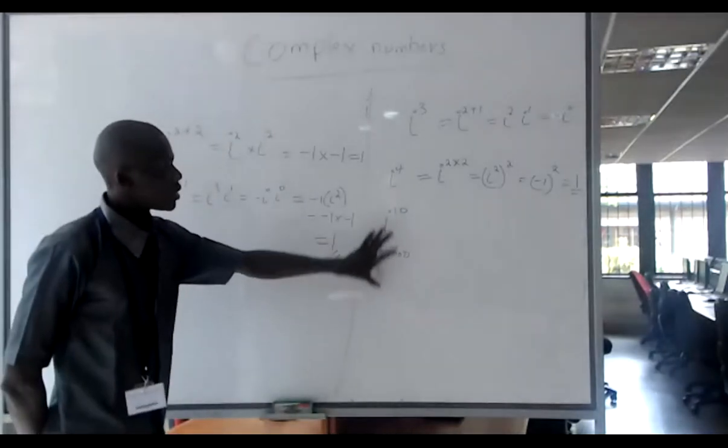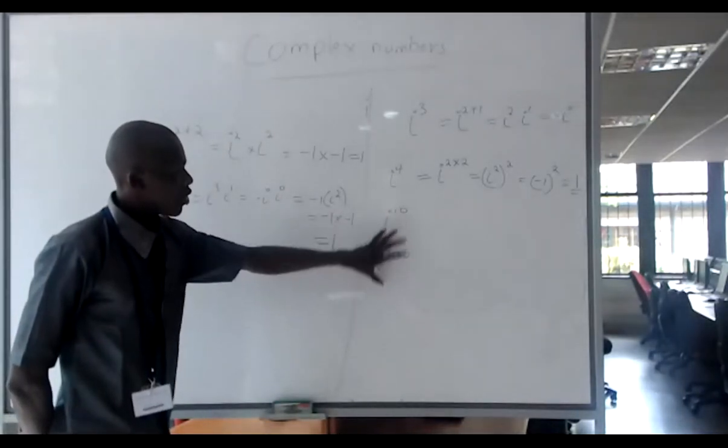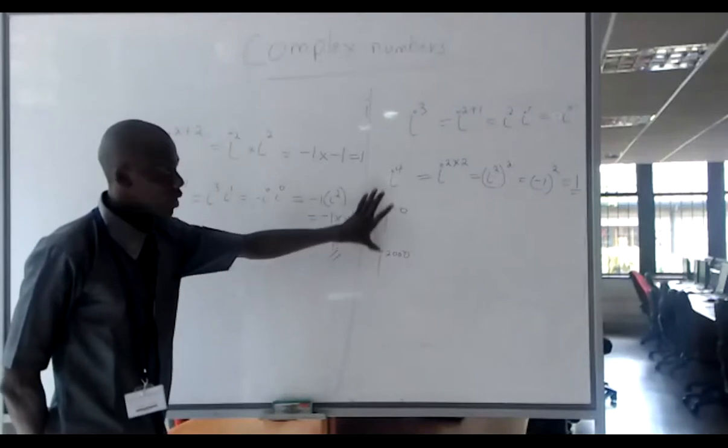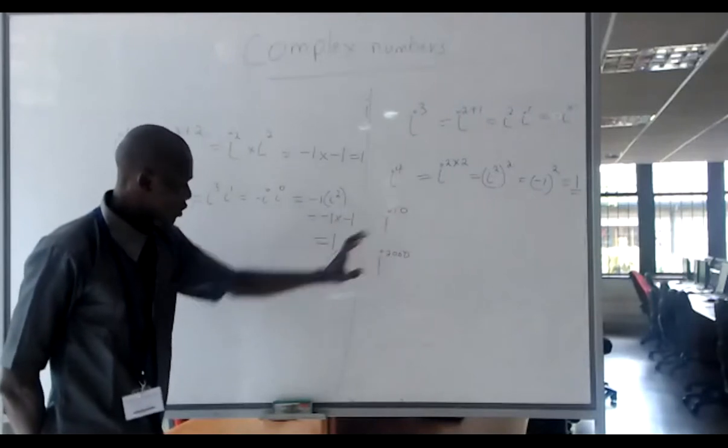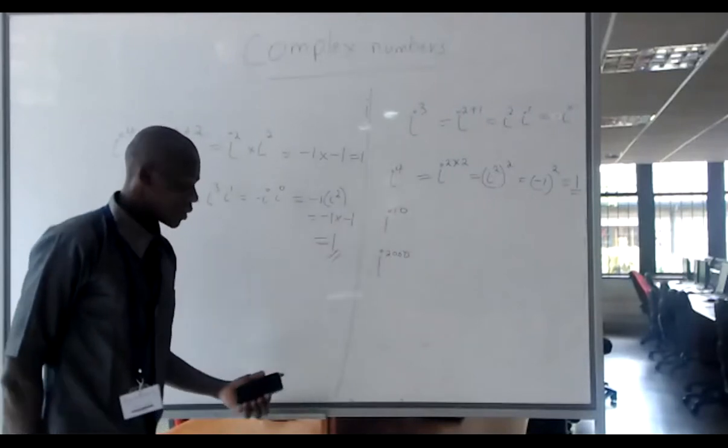Okay, we will look at this next time. Go and do this as homework for today. Compute i to the 10 and i to the 2000. We'll start from there next time.